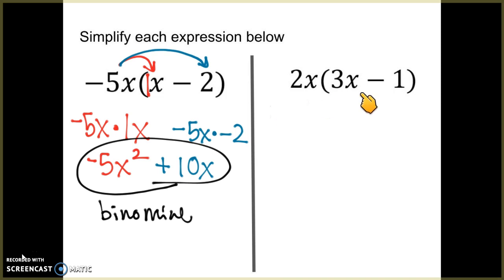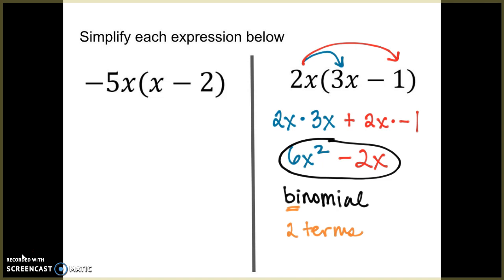So I want you to try and multiply this one. Take this 2x and multiply it by 3x, and take this 2x and multiply it by 1. So this should be the answer that you received, 6x squared minus 2x, and this shows the distributive property here. And this is also a binomial because it has two terms.